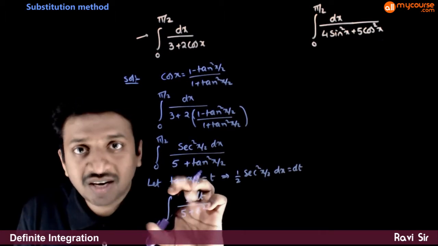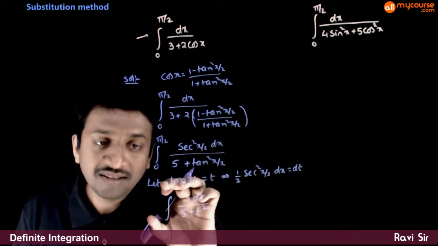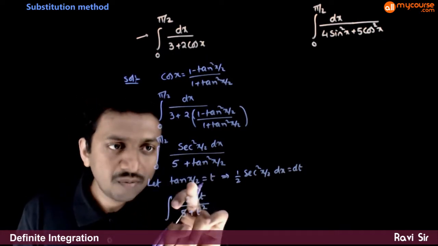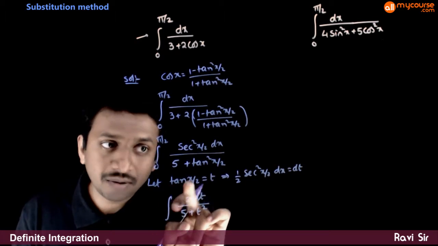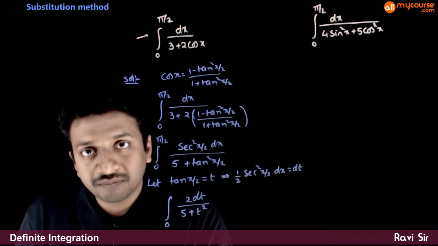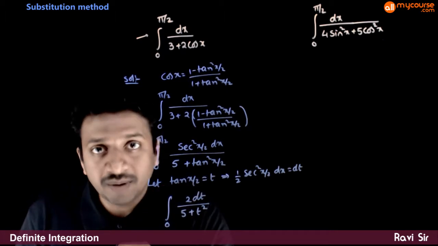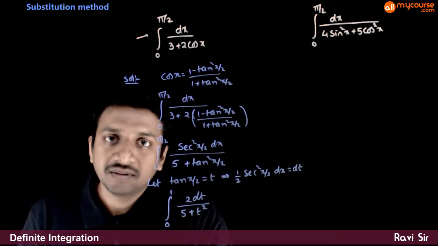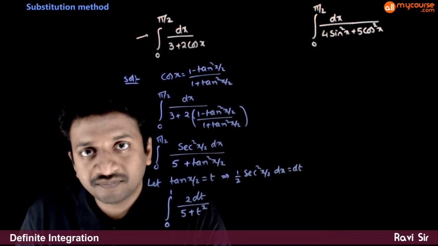Now you have to change the limits also, because the integrand has become in terms of t. The limits should also be the limits of t. So x goes from 0 to pi by 2. When x is equal to 0, tan 0 is equal to 0, that is, t is also equal to 0. Next, when x is equal to pi by 2, pi by 2 by 2 is pi by 4. So tan pi by 4 is 1. So 0 to 1, 2 dt by 5 plus t square.